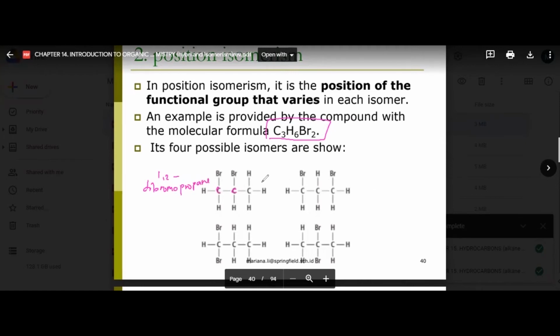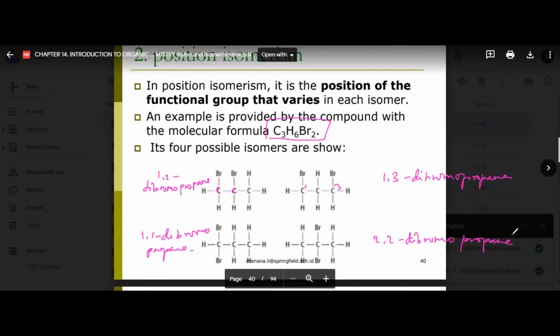And then I can move one Br to the third C. This is 1 and this is 3. So the name would be 1,3-dibromopropane, right? Different compound. How about if I move to the first C, 1 and 1? 1,1-dibromopropane, it can be. And then second, 2,2-dibromopropane. And no other possibility. So there are 4 possible isomers.